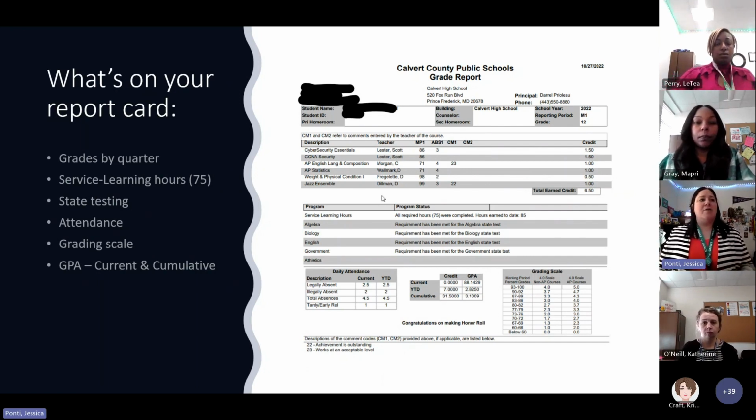Additionally, on your report card, kind of the next section down after your classes and grades, you'll see information about state testing and service learning. So this is how you can tell. The very first line tells you information about service learning, whether or not you've met that requirement, how many hours you need to do, and how many hours you've earned to date. So that's a good idea for students to check on to make sure that that's something you're planning to complete by the time you graduate.